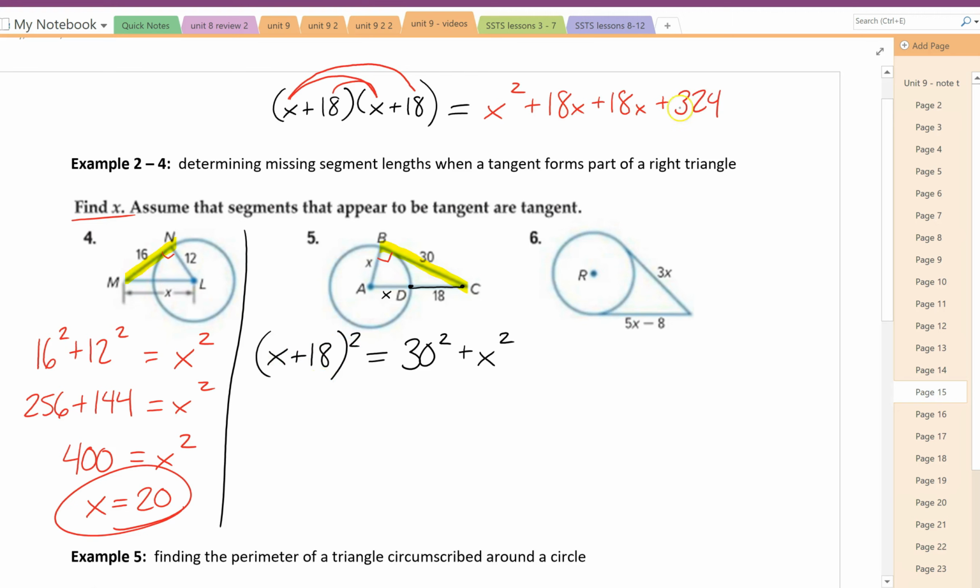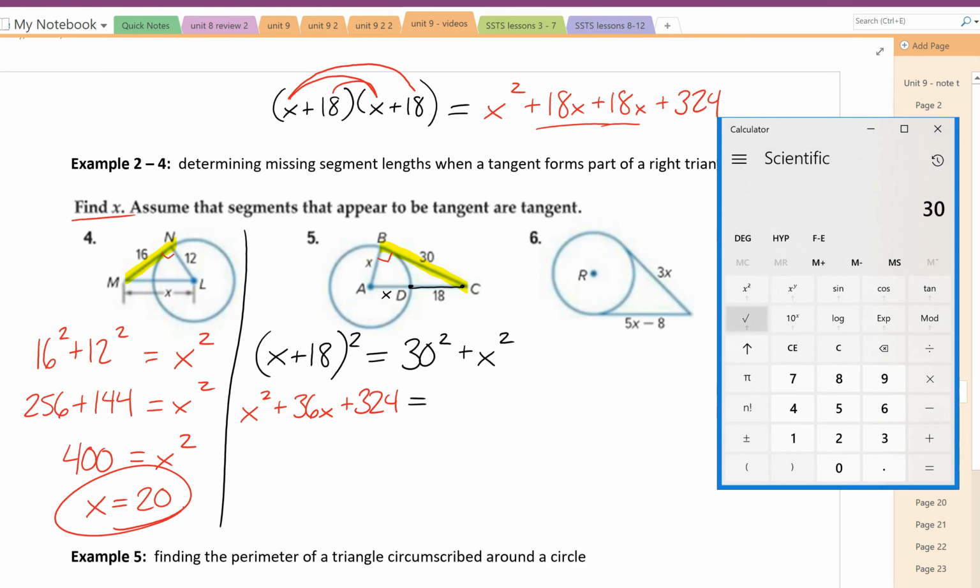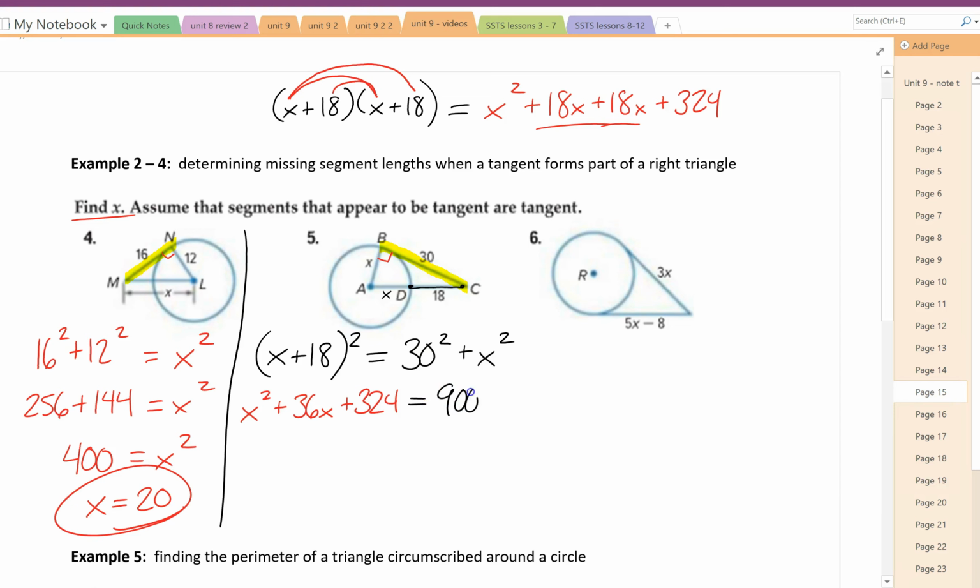One thing I'm going to do before I move all this down is I'm going to combine these two, right? 18x plus 18x is just 36x. So on the left side, I'm going to say I have x squared plus 36x plus 324, and that's going to be equal to the stuff that I have on the right side of the equation. The only thing I can do to simplify here is square 30. So 30 squared is 900, and x squared I can't really do anything with yet.